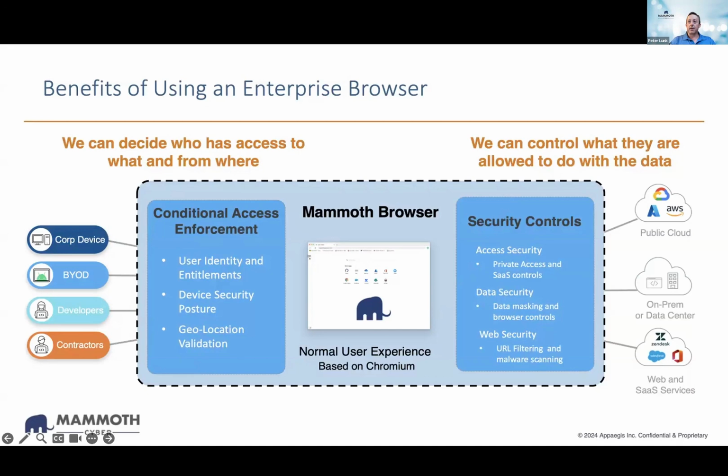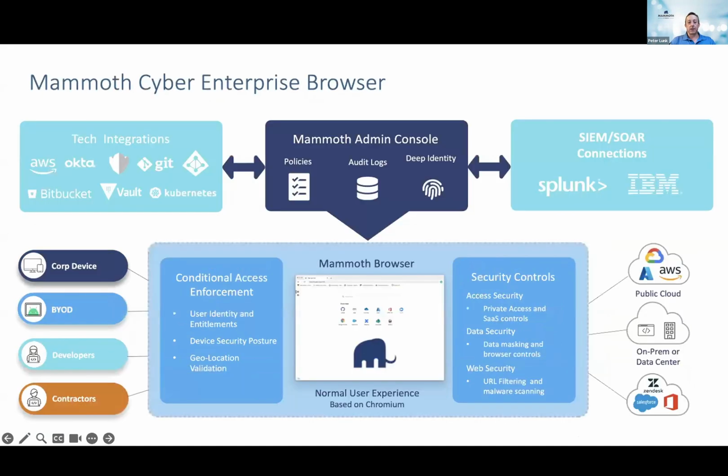Then if you look at how the people who would typically be on this webinar are going to interact with the Mammoth admin console: the users at your company would be using the Mammoth browser as the enterprise browser. And then you have an admin console, which is a SaaS service. This is where you set your policies, look at the really detailed audit logs we get, and some additional capabilities like deep identity that lets you identify what other applications, and maybe unsanctioned applications, people are using, and gives you information about that.